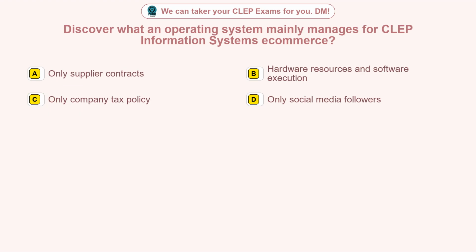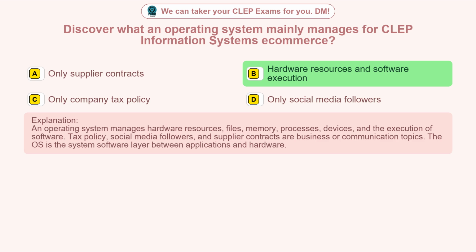Question 63. Discover what an operating system mainly manages for CLEP Information Systems Ecommerce. Option A. Only supplier contracts. Option B. Hardware resources and software execution. Option C. Only company tax policy. Option D. Only social media followers. The correct answer is option B. Hardware resources and software execution.